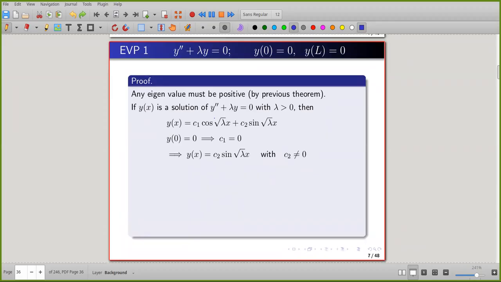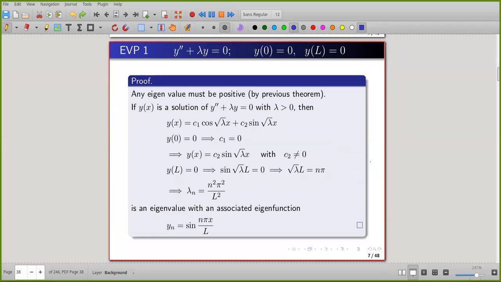And so this implies y of x is equal to c2 times sine root lambda x, and we want c2 to be non-zero because otherwise we are not looking for the nontrivial solution. And y of L equal to 0 implies sine root lambda L is 0. This implies that root lambda has to be n pi for some integer n, right? This implies that lambda is equal to n square pi square by L square, and the only possible function then is sine n pi x by L.